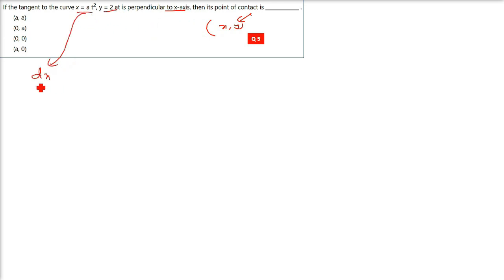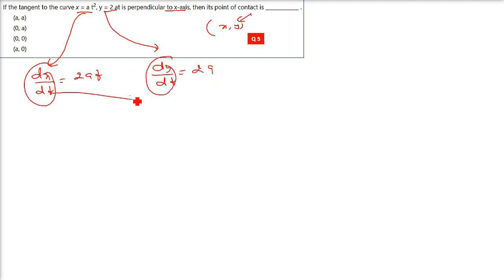First, we will find dy by dx. For that, we need dx by dt here. It will be 2at. This dy by dt is going to be 2a. So in order to get dy by dx, just divide these two: dy by dt divided by dx by dt. What are you going to get? It's 2a by 2at. So you'll get 1 by t. And this 1 by t is dy by dx, which is the slope.